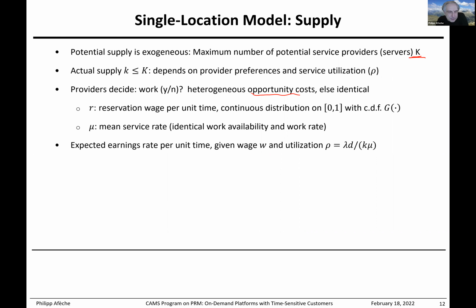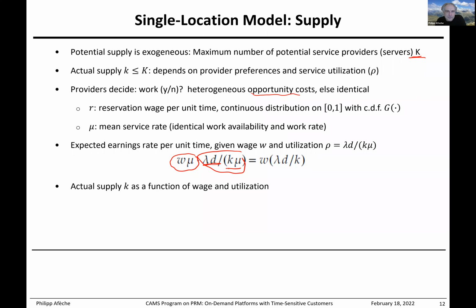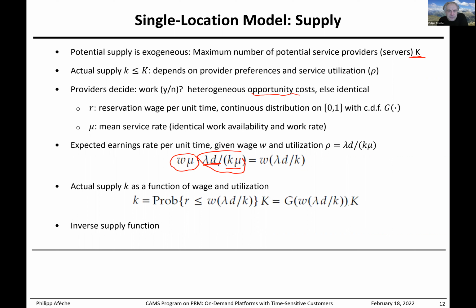And so the expected earnings rate per unit time, given the wage and the utilization, is the wage per unit time if I work all the time, but I'm only working a fraction of the time. What fraction am I working? Lambda D is the total demand of service units. K times mu is the total capacity or supply of work. And assuming that things are uniformly allocated, I simply get a share of that, proportional to the number of servers. And so we can write the supply as a function of wage and utilization, similar to what you saw before, and you can translate this also into an inverse supply function.